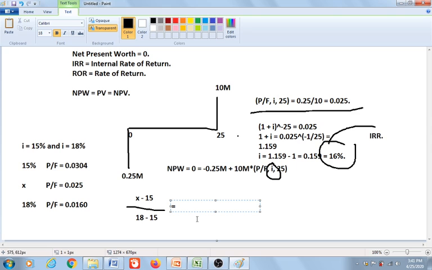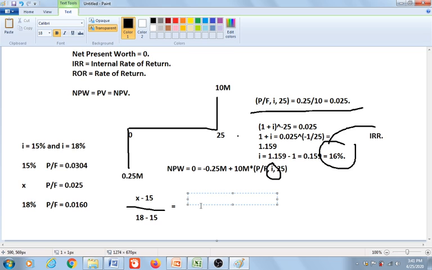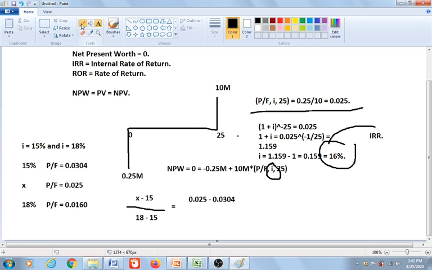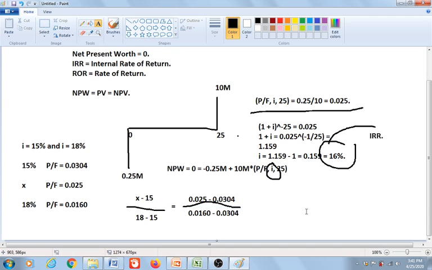should be equal to 0.025 minus 0.0304 over 0.0160 minus 0.0304. Okay, so that's the interpolation formula.